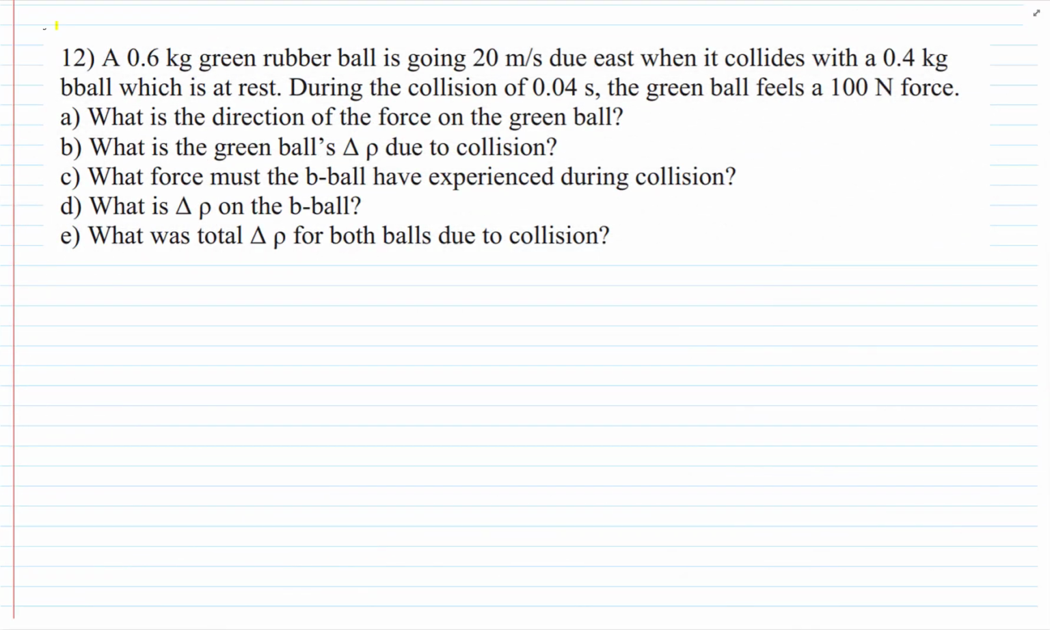Okay, let's do number 12 on the momentum and impulse sheet. Welcome back, physics fans. A 0.6 kilogram green rubber ball is moving at 20 meters per second due east when it collides with a 0.4 kilogram basketball, which is at rest. During the collision, which lasts only 0.04 seconds, the green ball feels a force of 100 newtons.